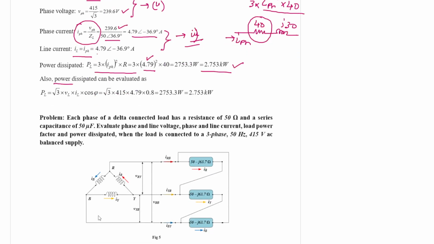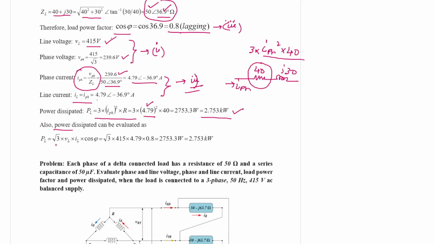Also, if we use the formula root 3 times VL IL cos phi, which is derived earlier: root 3, line voltage is 415 volt, line current is 4.79 and power factor is 0.8. If you solve this, it will also give the same result, 2.753. So this gives you the fourth parameter. This is an illustration of a star network.